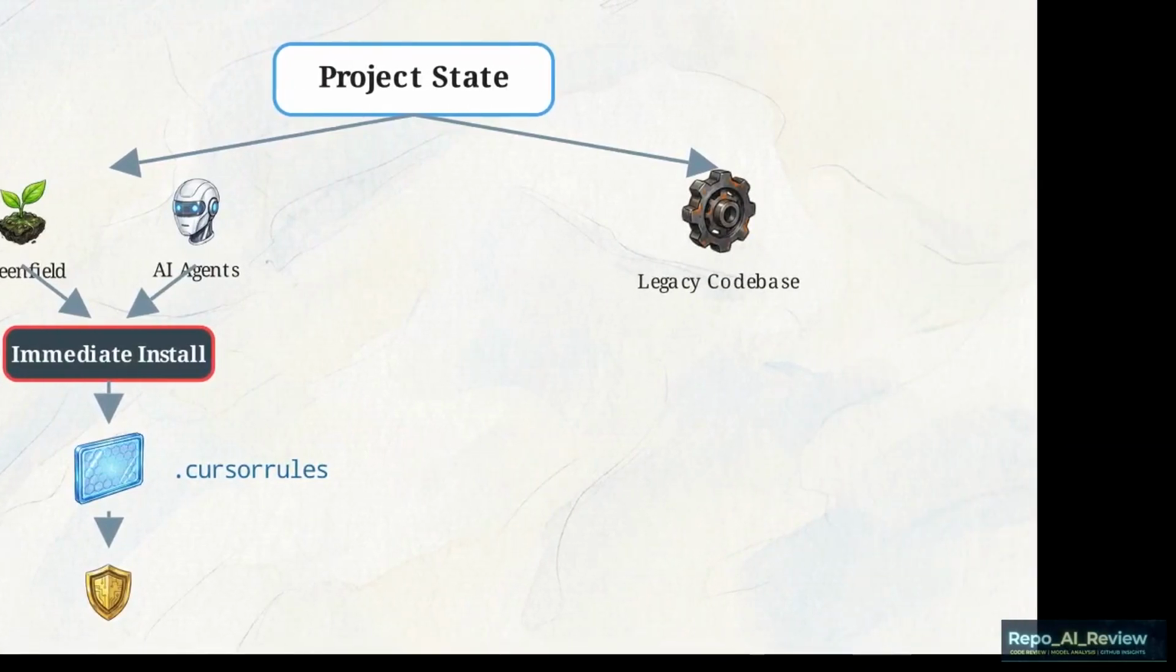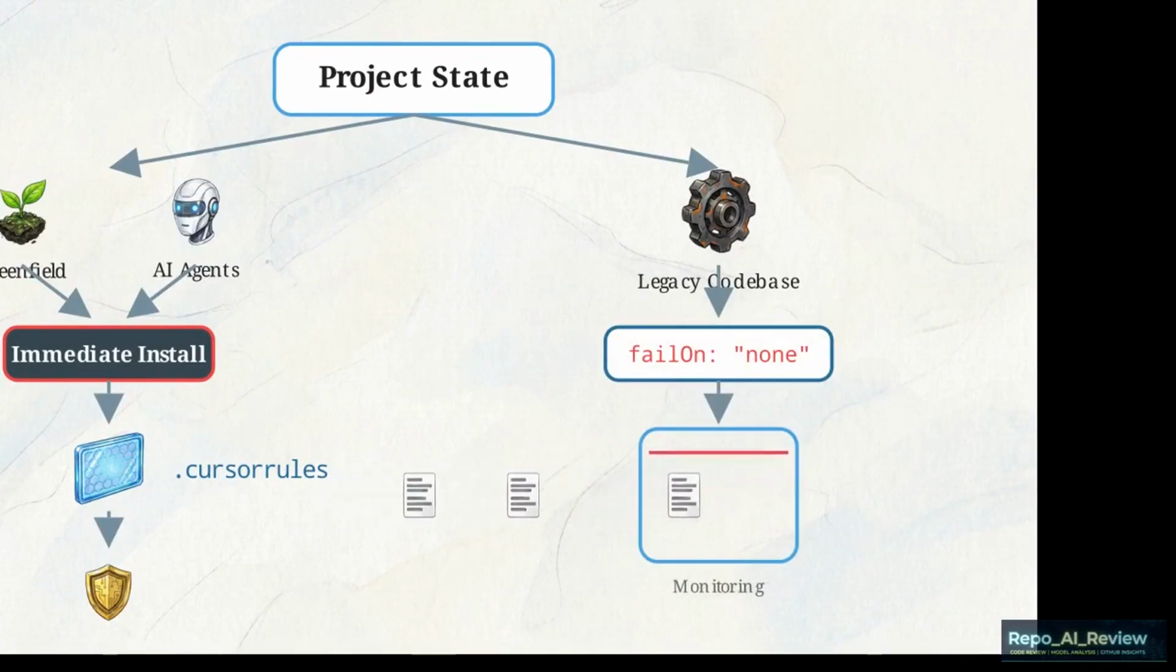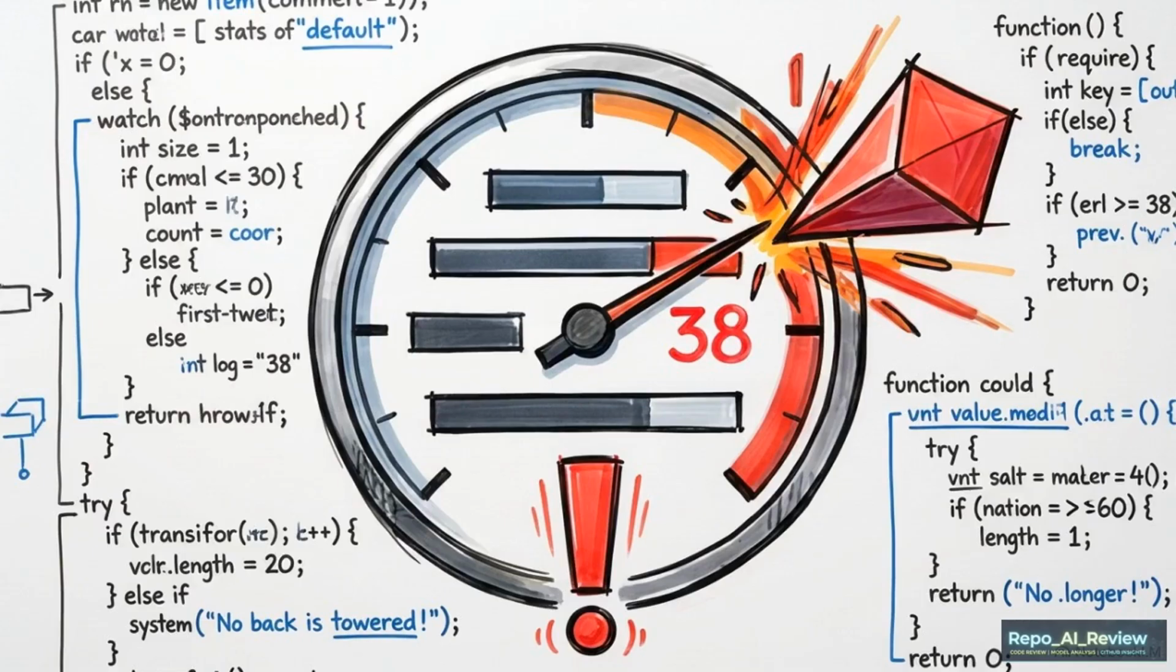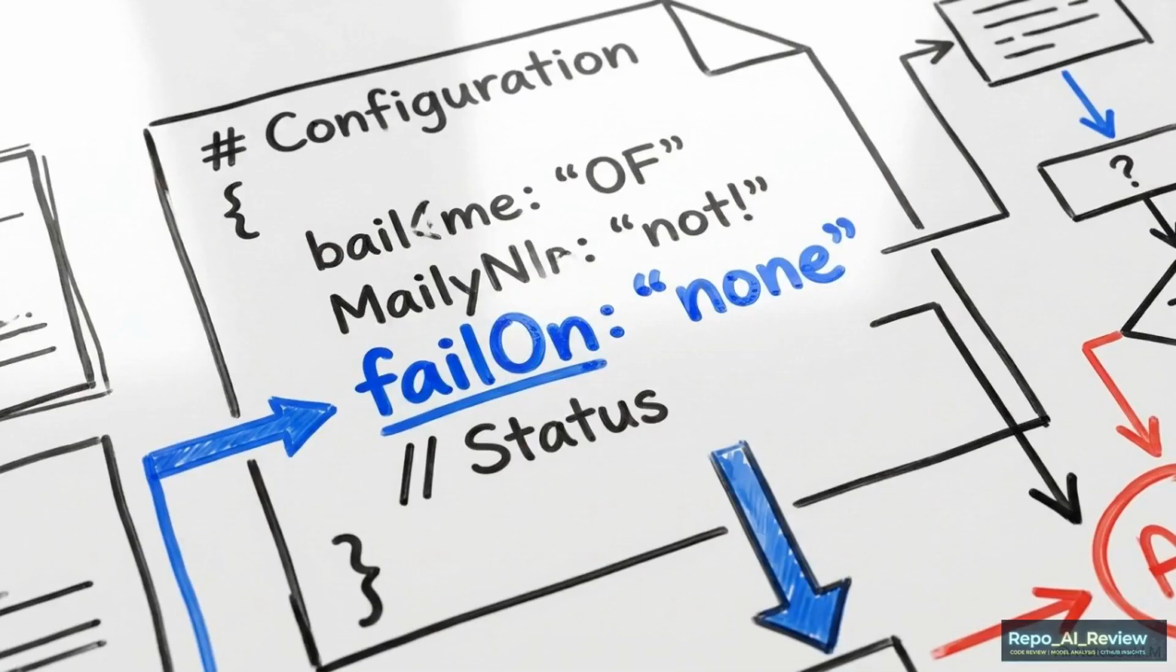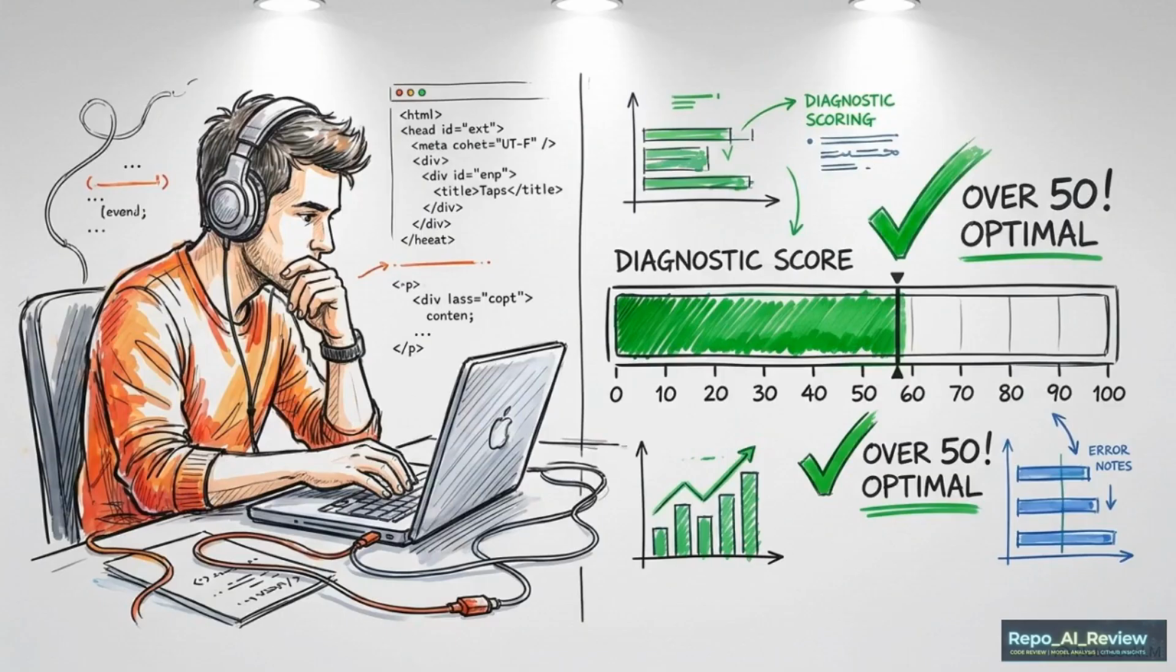For legacy maintainers, the path is more cautious. You should start by running the tool in a non-blocking mode. The initial health score on an older codebase will likely be low, which can be disruptive if the tool is set to fail the build automatically. Start with the Fail on None configuration. This allows you to see the diagnostics and slowly improve the score without stopping your team's daily work.